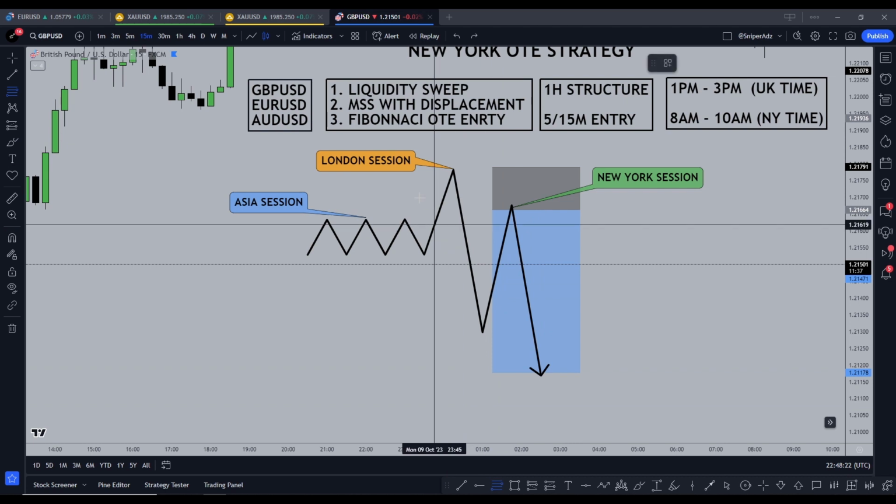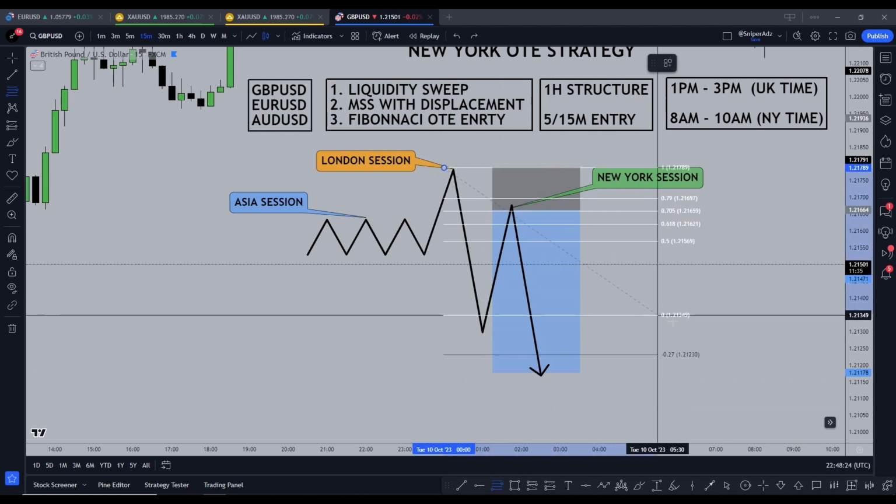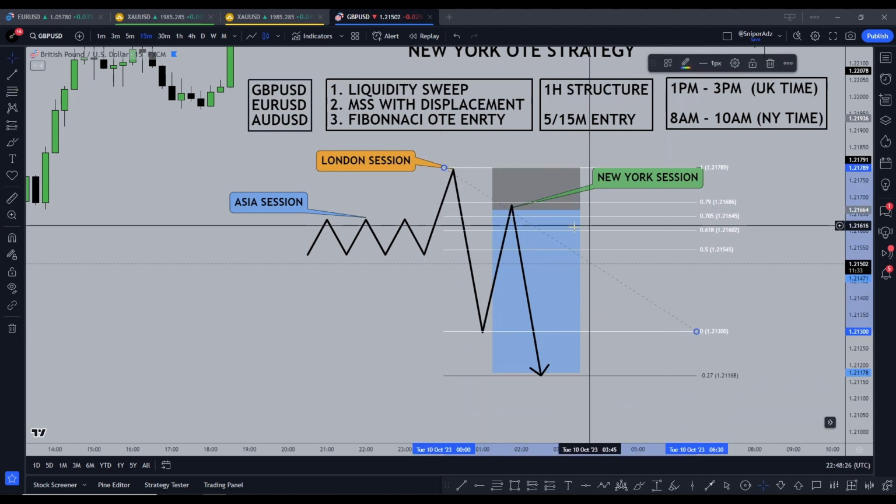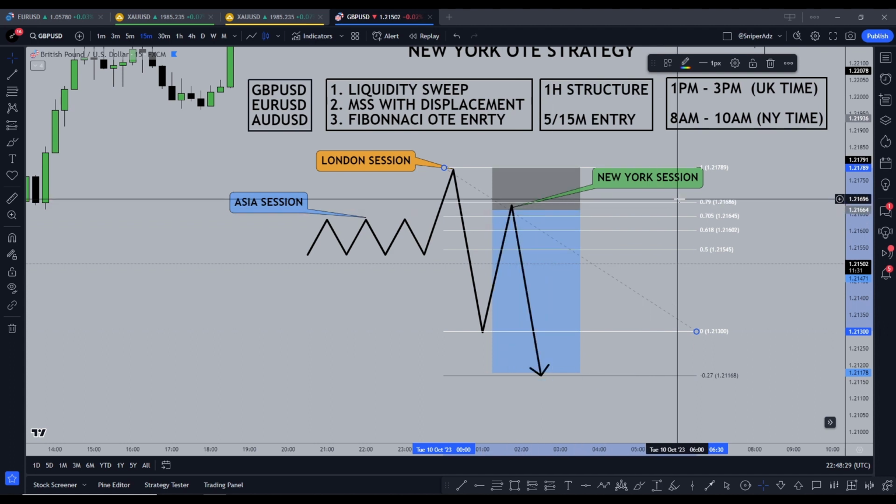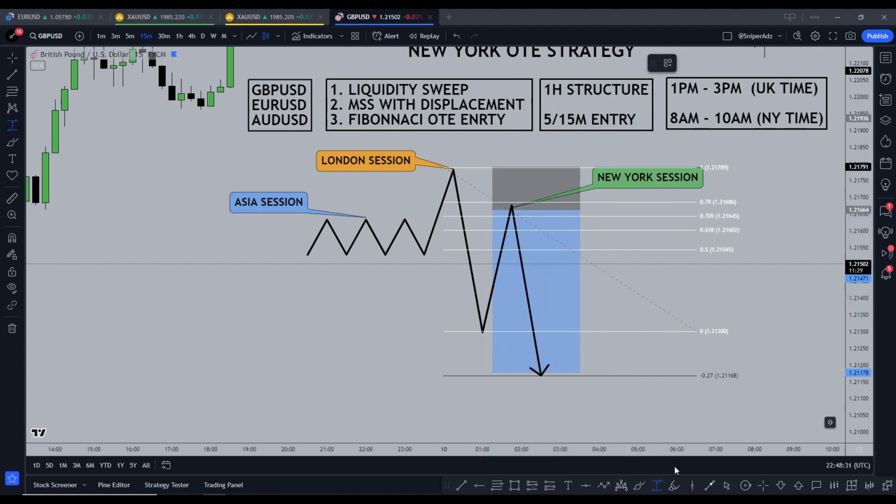If I go ahead and draw it out from the last break of structure, we'll trace it down to the low, and as you can see right here, the market's coming to the 79%. What we'd look for primarily is some sort of PD array like an order block, FVG, anything like that to the left of it to back our confluence up and strengthen it.